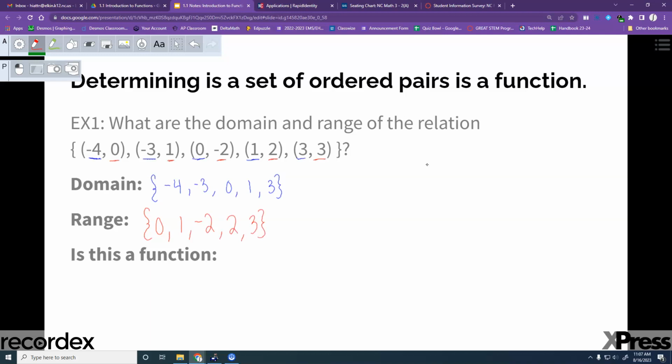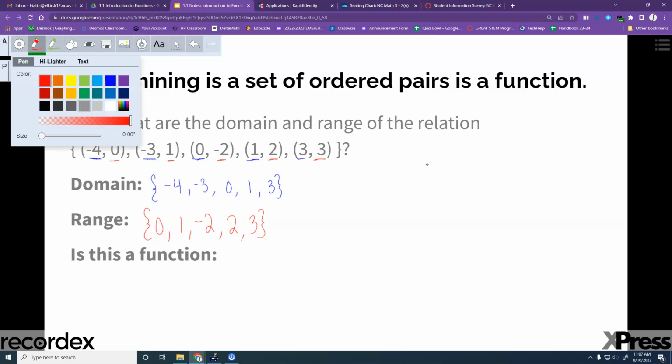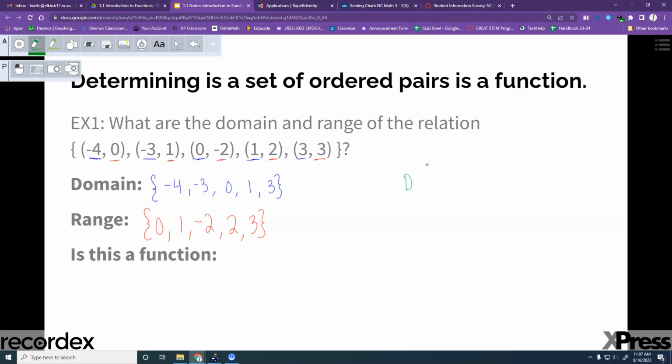When we're talking about just a list of numbers, the big thing you're asking yourself is, is it a function? Do x values repeat? If you have an x that's listed more than once, then you would not have a function. In this case, we don't have any repeated x values. It's okay to have repeated y values, but x values cannot repeat. So the answer here is no, so this is a function.